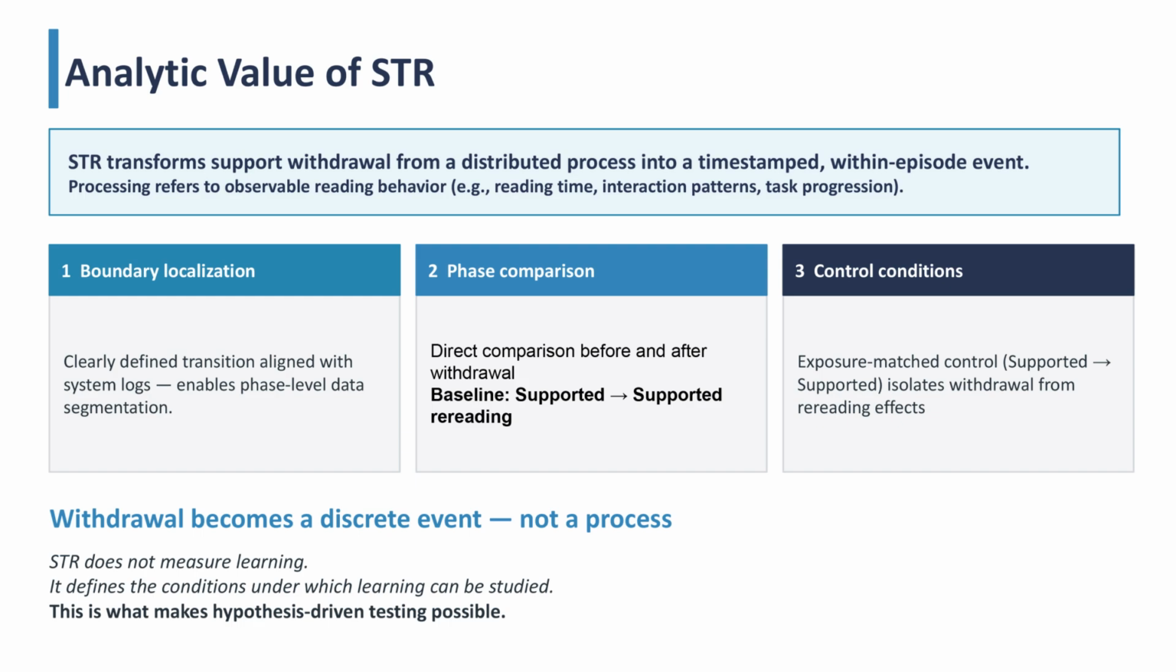However, there is a critical issue: rereading. Phase 2 always involves prior exposure. To separate withdrawal effects from rereading effects, an exposure-matched control condition is required. STR does not solve this automatically, but it makes such a comparison possible. It defines the minimal conditions under which controlled testing can occur. This is what enables hypothesis-driven experimental design.